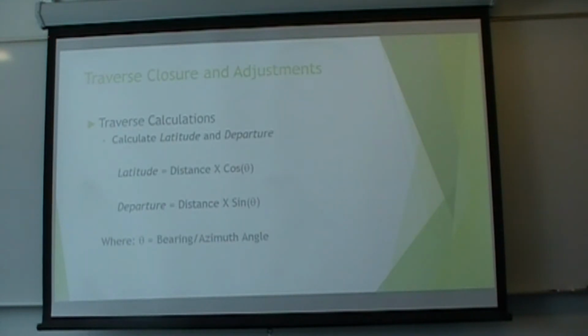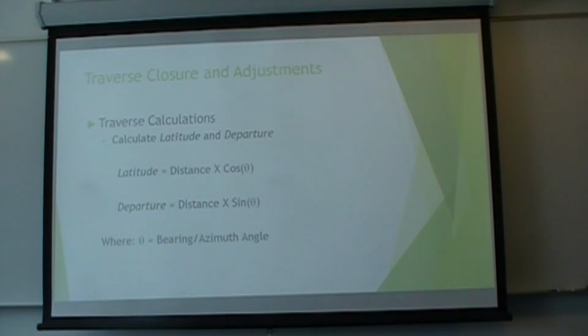So traverse calculations: after we get to that point, we're going to calculate latitude and departure. Latitude and departure we've already looked at in terms of the inversing and direct routine, so it's the same process. Latitude is going to be the distance of your course times the cosine of the direction of that course. Departure is distance times the sine.